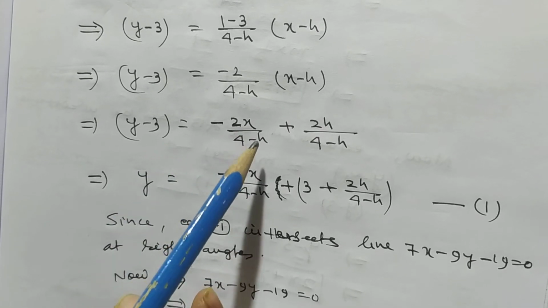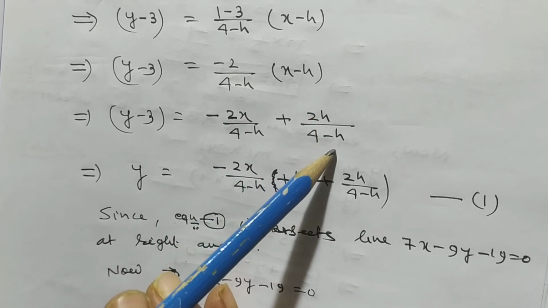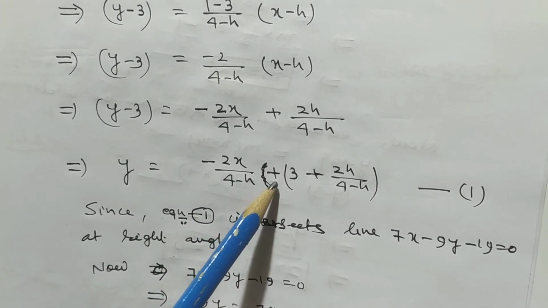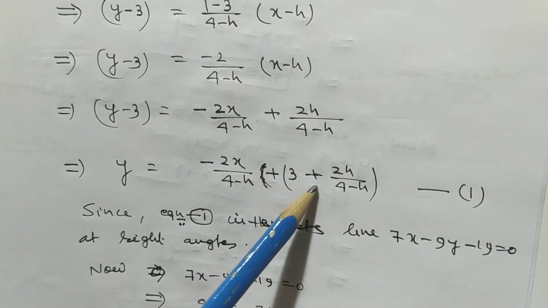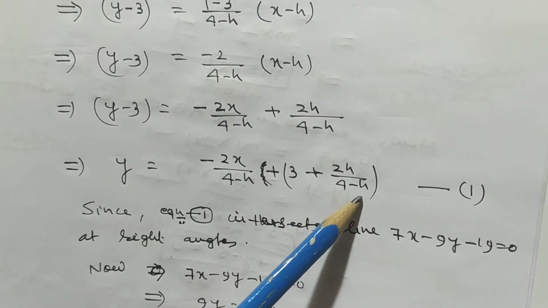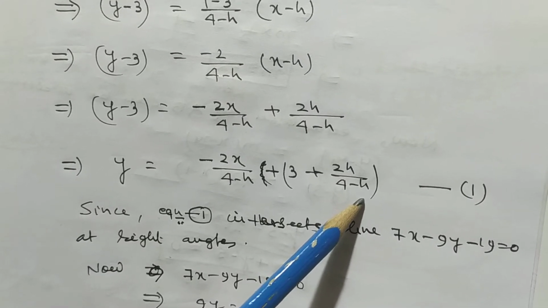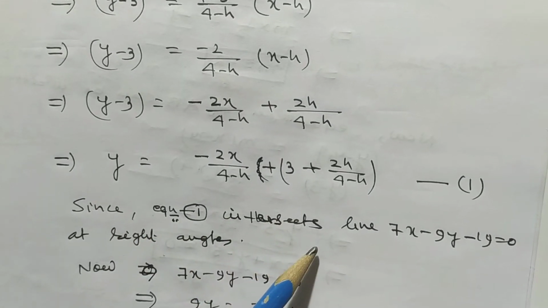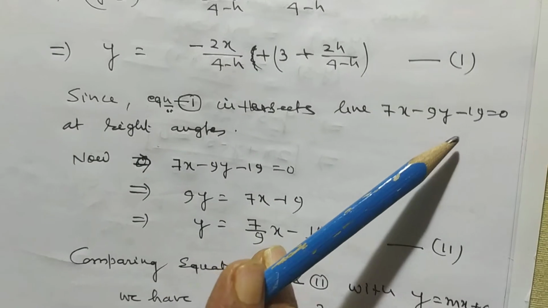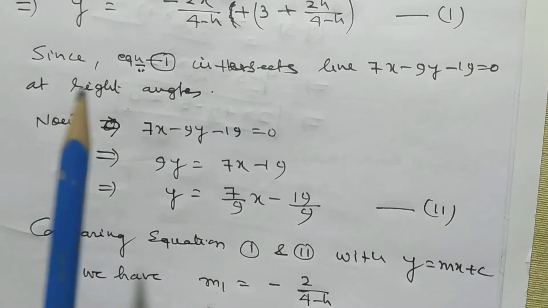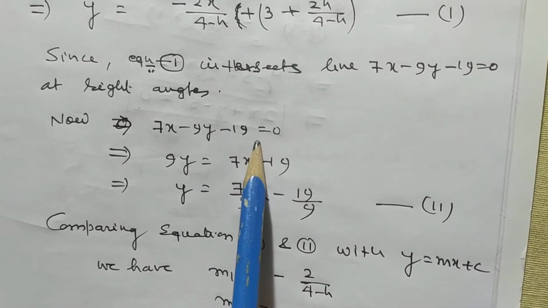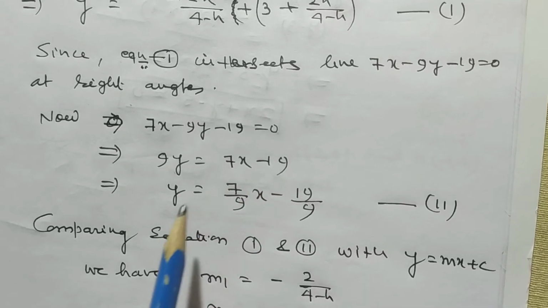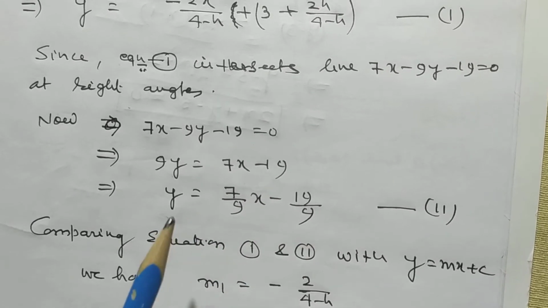Y minus 3 is equal to minus 2x by 4 minus h plus 2h by 4 minus h. So y is equal to minus 2x by 4 minus h plus 3 plus 2h by 4 minus h. So my dear student, since equation first intersects line 7x minus 9y minus 19 is equal to 0 at right angle, so 7x minus 9y minus 19 is equal to 0, 9y is equal to 7x minus 19. So y is equal to 7 by 9 x minus 19 by 9.